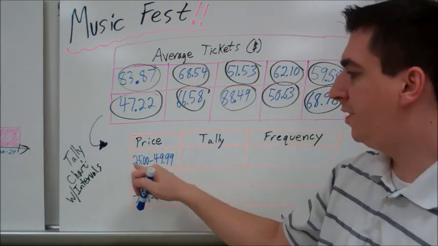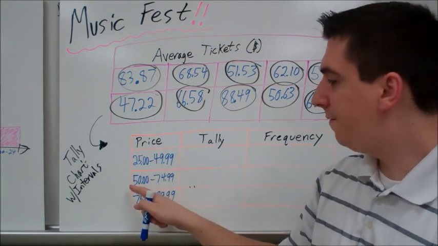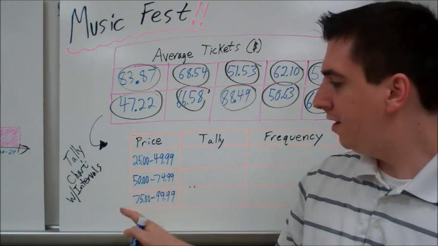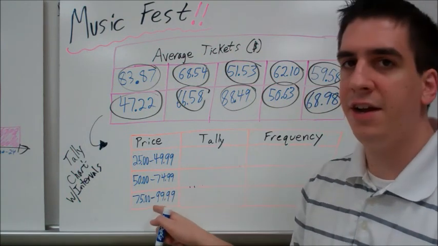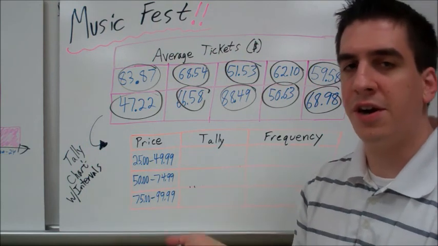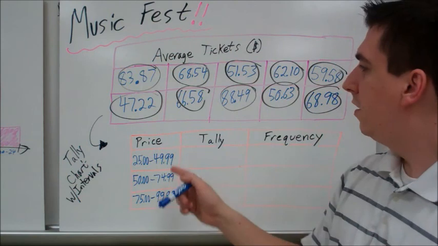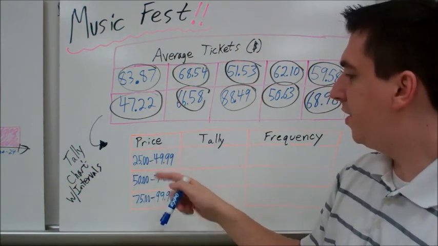We have a ticket range that I've chosen of $25 to $49.99, and then $50 to $74.99, and finally $75 to $99.99. You make these ranges by looking at your data and seeing what's our lowest, what's our highest. How can I divide those in the best way? We're going to look at $25 to $49.99.